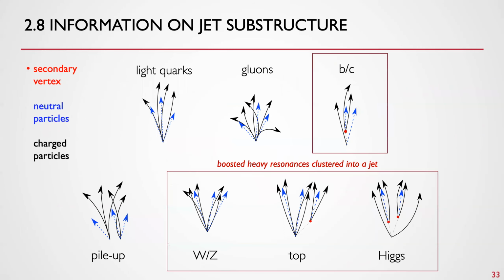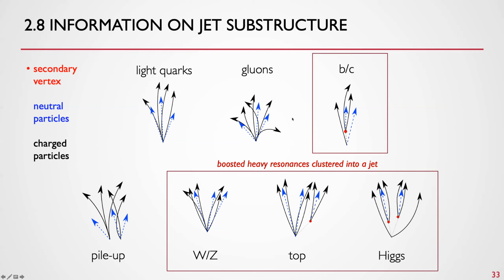All right, there were a lot of details on jets. Let's look inside. What do different jets look like? What we call light quarks at hadron collider experiments are up, down, charm, and strange quarks. These produce a few neutral particles and a few charged particles that are clustered.